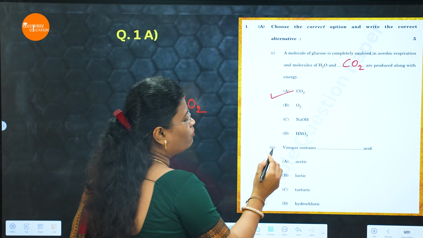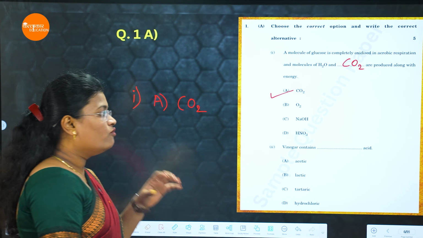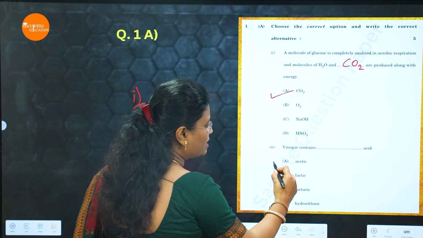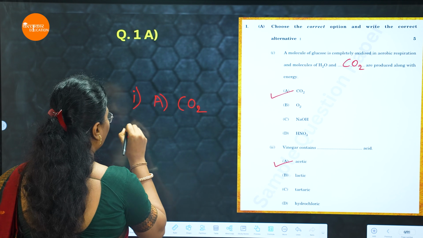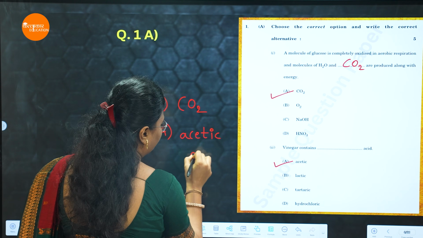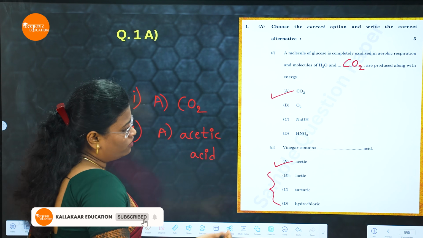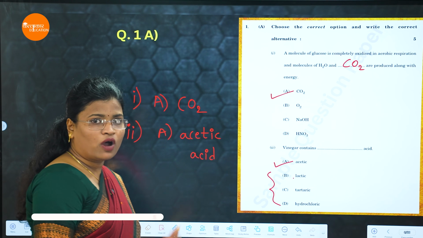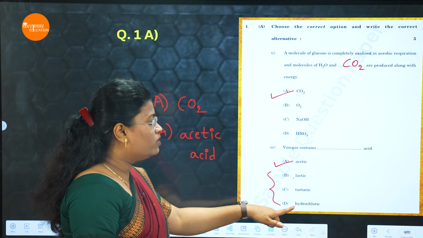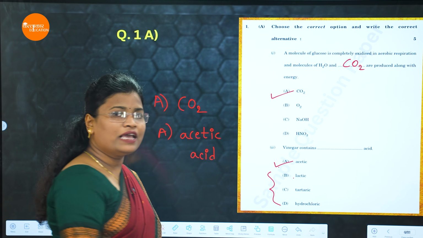The second question is: vinegar contains dash acid. You have to identify which type of acid vinegar contains. The answer is acetic acid. So the answer to question number 2 will be A, acetic acid. The rest of these acids belong to other foods: lactic acid is found in milk, tartaric acid is found in tamarind, and hydrochloric acid is found in the human stomach. So the correct answer will be acetic acid.